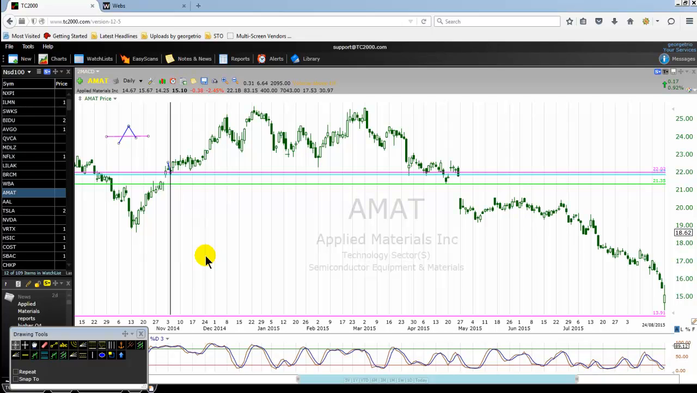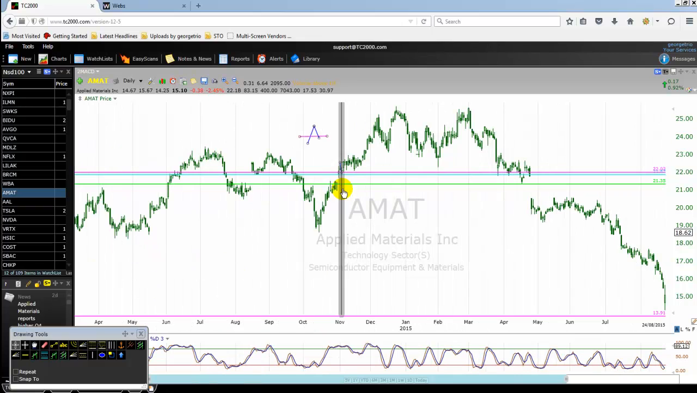So you may say to me, George, what should we do when the stock gaps down? The same scenario. Suppose in this case, the price gaps down, and it is a continuation gap, all right?